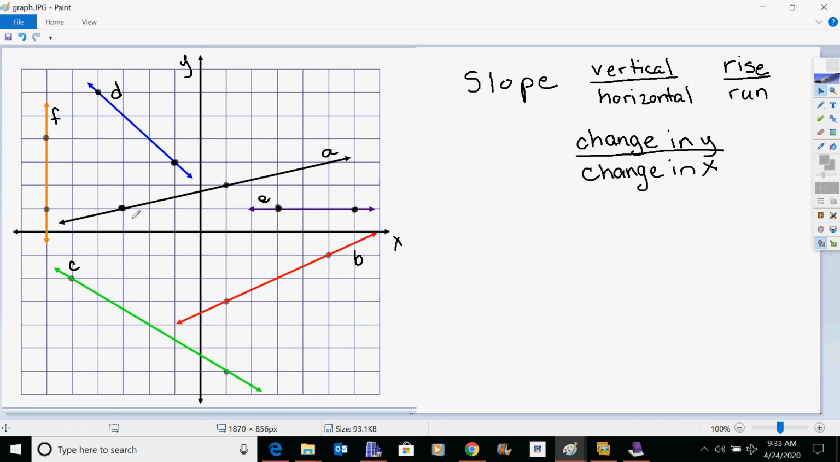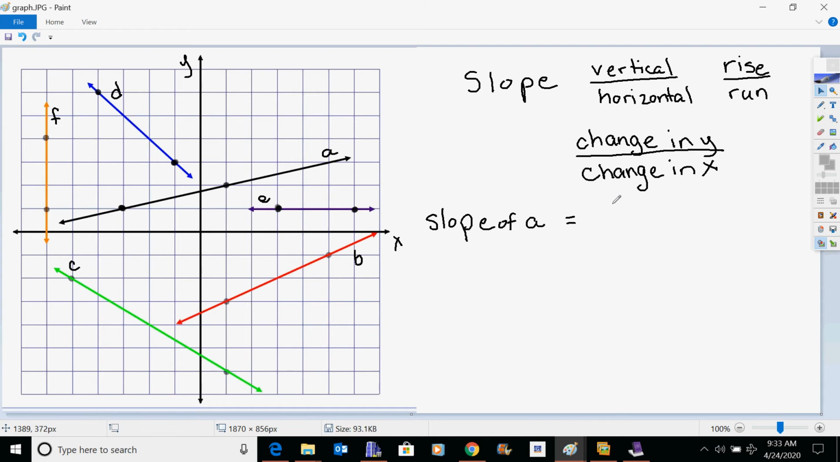So when we're trying to figure out the slope of the line, we can do it by counting. So we're going to look at the slope of A. Okay, the slope of A is going to equal the change in the y, so I'm just going to count. I have to figure out how far vertically first. So it goes up 1.